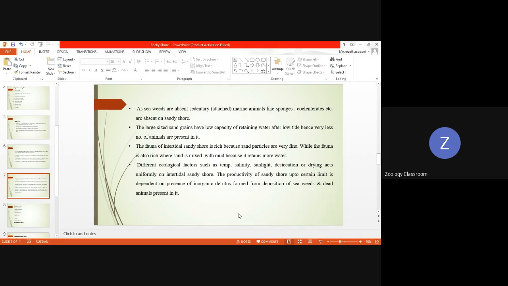Fauna of the intertidal sandy shore is rich because the sand particles are very fine. The fauna is also rich where sand is mixed with mud because it retains more water.